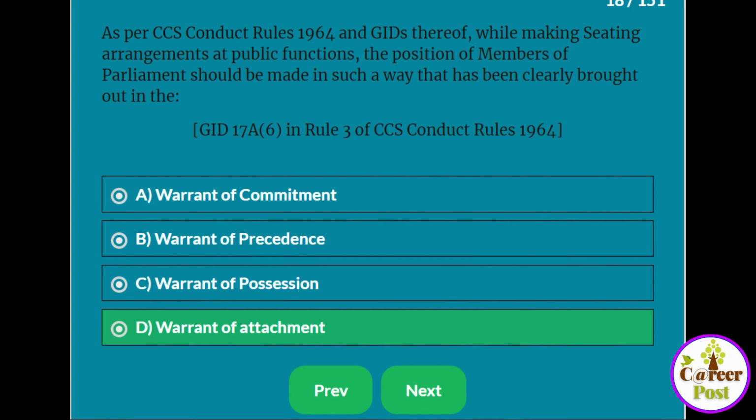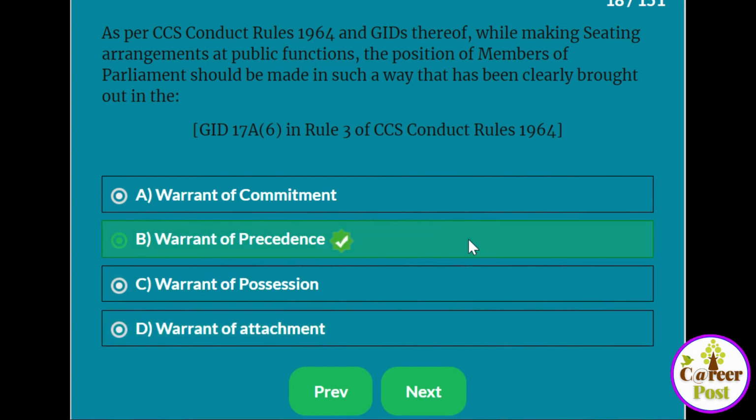As per CCS Conduct Rules 1964 and GIDs, Government of India decisions thereof, while making seating arrangements at public functions, the position of the member of parliament should be made in the way that has clearly been brought out, as we have already seen. Is it warrant of commitment, warrant of precedence, warrant of possession, or warrant of attachment? It is the warrant of precedence.